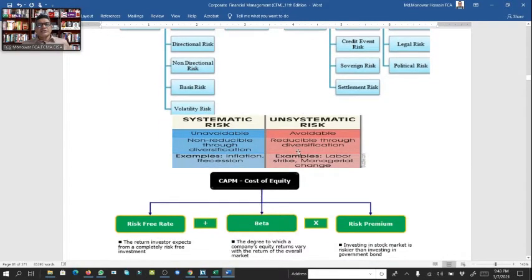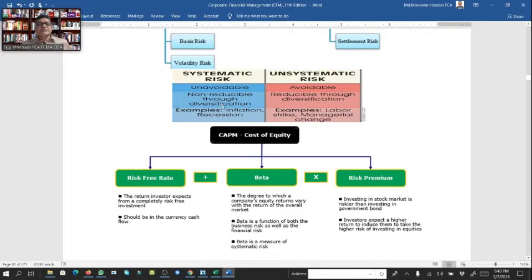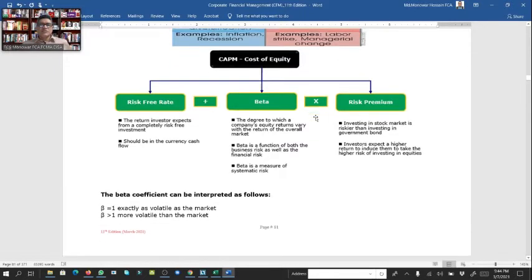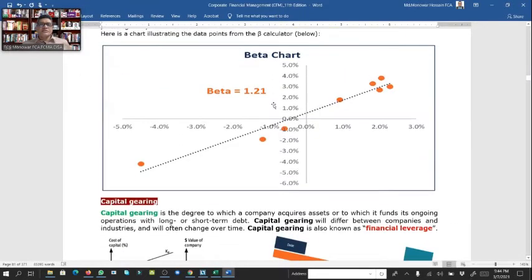So here, systematic risks we cannot control, we cannot reduce, we cannot diversify. Examples are inflation and recession. Unsystematic risks we can avoid, we can diversify, we can reduce. For example, a labor strike, we can manage it, a managerial change, we can manage it. So that is CAPM, beta.